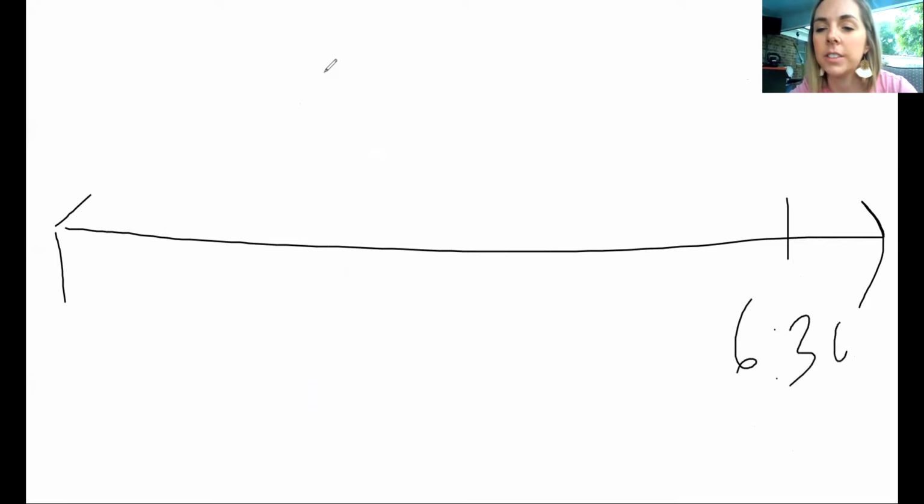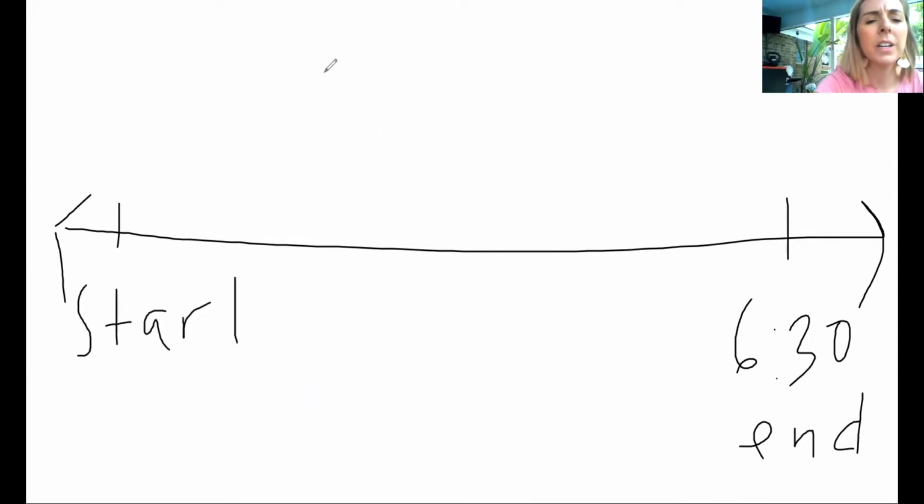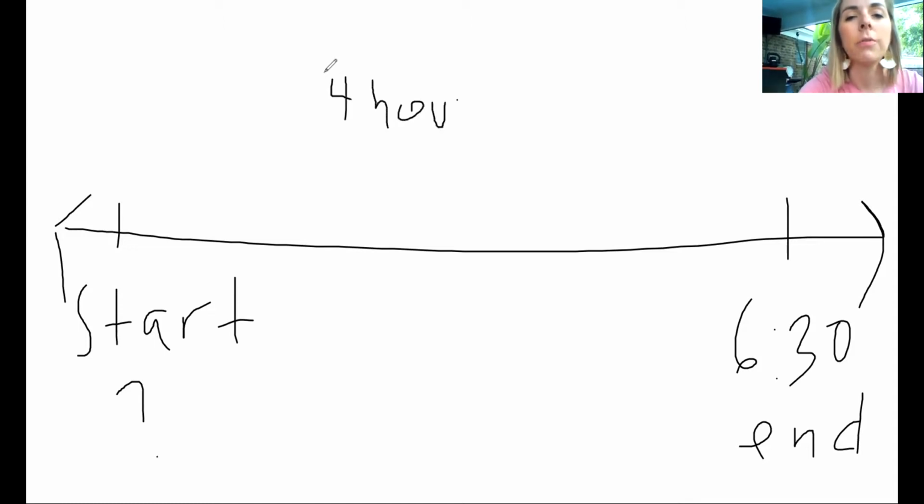Good. So 6:30 is the end time that Jeremy finishes playing basketball. At the beginning, I'm going to write the word start, but I'm going to put a question mark because we don't know what time he started playing basketball yet, but we're going to solve it together. All right, so we know that he spent 4 hours playing. So 4 hours equals elapsed time.